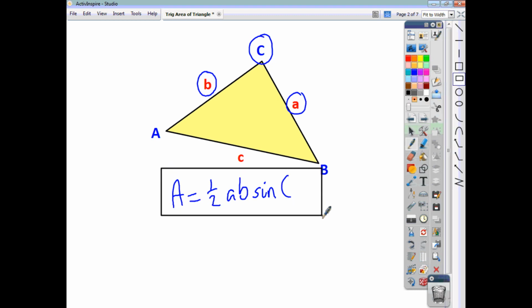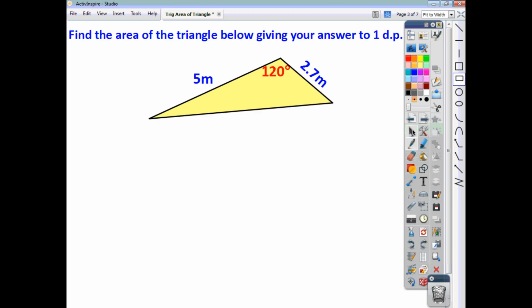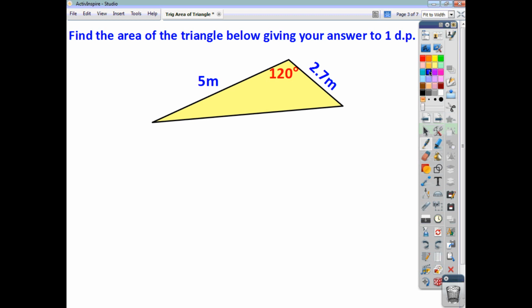It's absolutely vital that the two sides you choose are either side of the angle that you're given. Now, let's have a look at a couple of examples and we'll see how we get on with these.